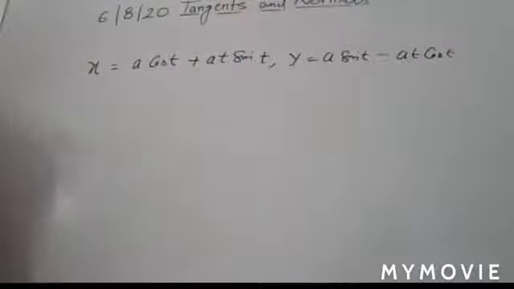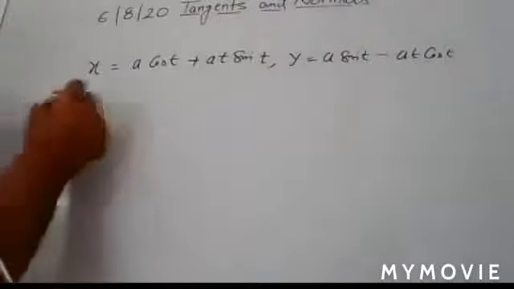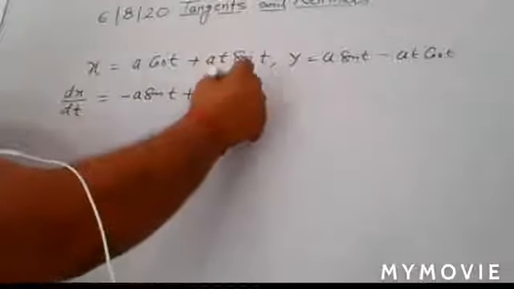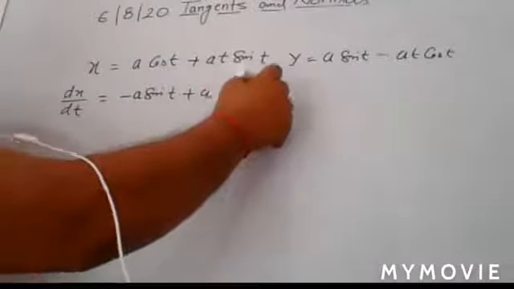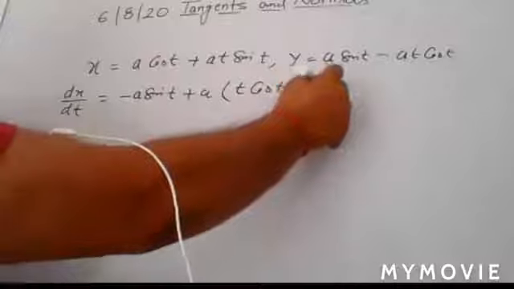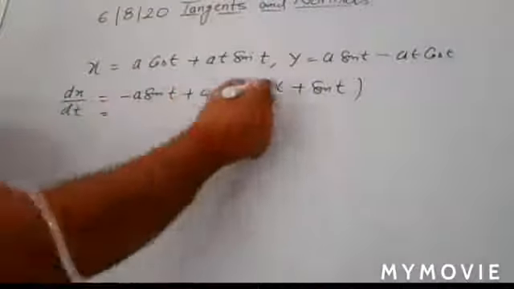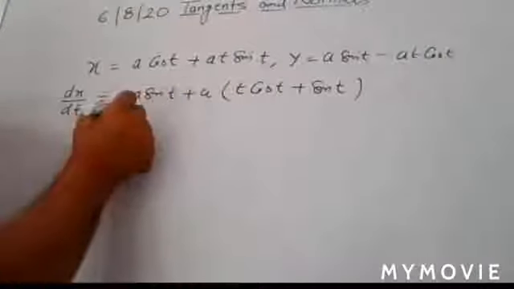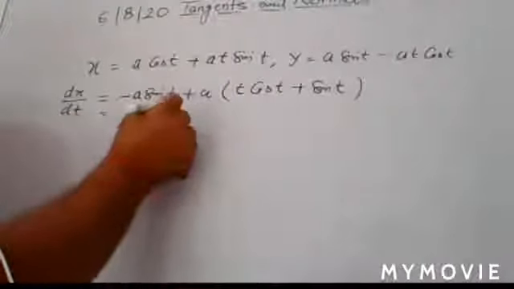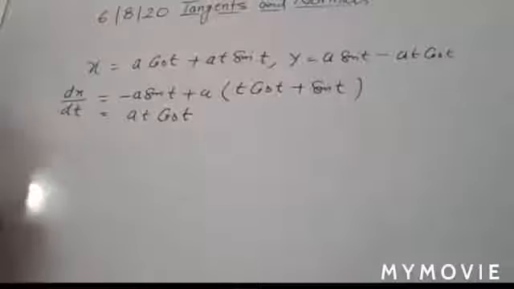So first of all, you are trying to find its derivative. So write dx upon dt. Here you differentiate the function with respect to the parameter. So dx upon dt is equal to minus a sin t plus a into, applying the product rule, first function into differentiation of second plus second function into differentiation of first. So a sin t cancels out and you have a t cos t.